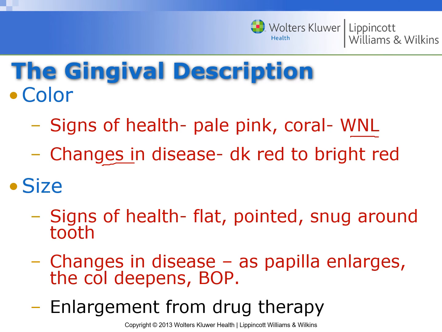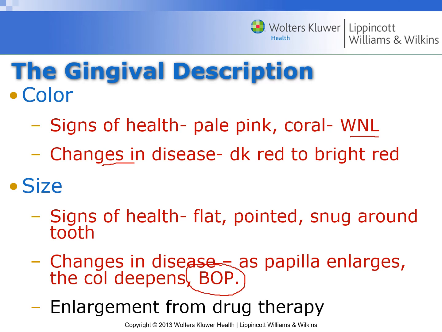The size, signs of healthy gingiva is flat, pointed, snug around the tooth. When you have disease, the papilla enlarges, the sulcus deepens, and you have bleeding on probe, which is BOP. Enlargement also, though, could be from drug therapy.